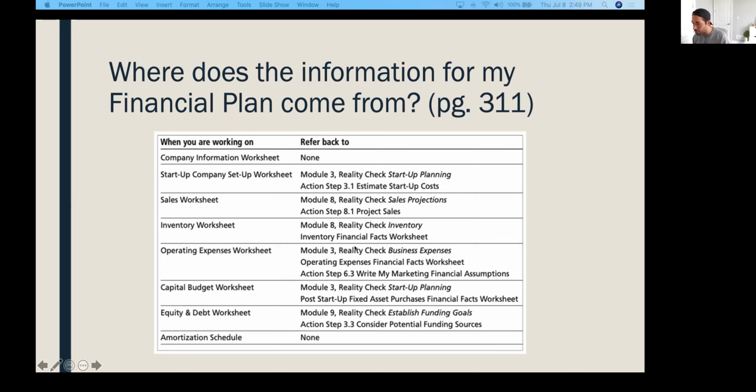We did some reality checks, as well as action step 6.3, which was all about writing those financial assumptions for your marketing. We did our capital budget worksheet, which was in module 3. It was in our reality check around startup planning, as well as our fixed asset purchases, and the financial facts worksheet went through all of this in detail. Okay, so it's all there.